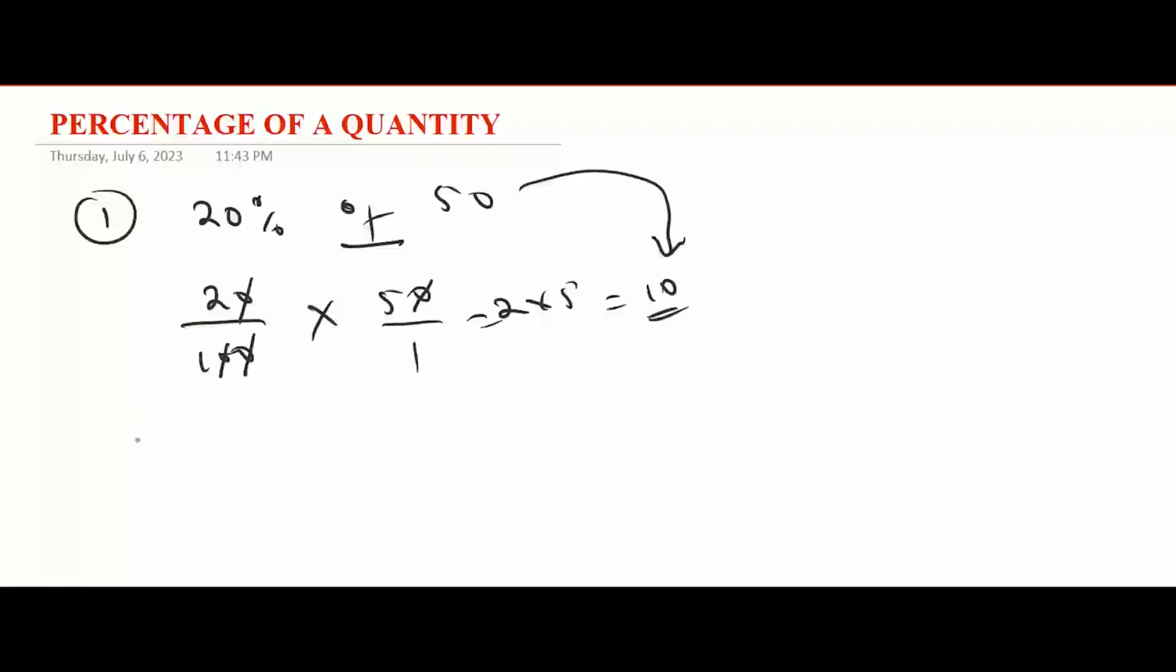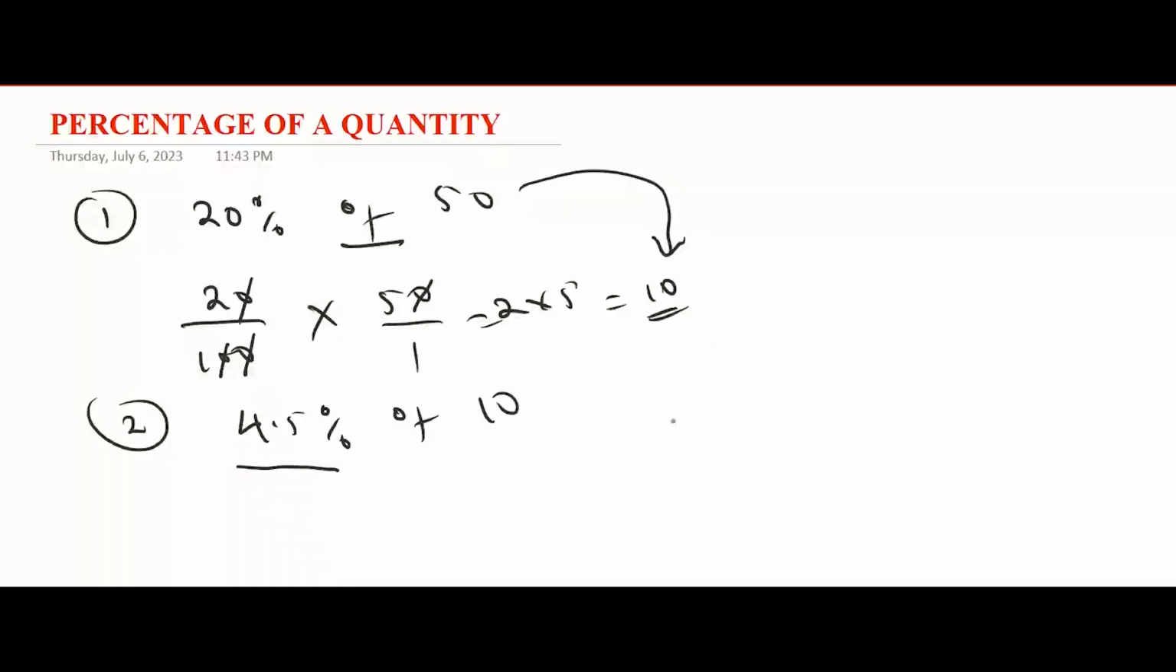So let's look into another one. Want to find 4.5% of 10. 4.5% of 10. So what would that be? That's a very small number. So what we need to do is to write this percentage as a fraction. That would be 4.5 out of 100, then multiplied by 10.